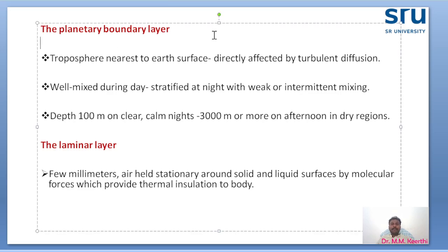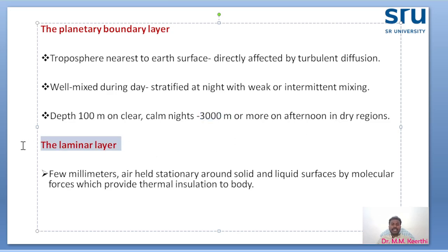Okay, what is the planetary boundary layer? It is the part of the troposphere nearest to the Earth's surface, directly affected by turbulent diffusion. It mixes during daytime and is stratified at night with weak or intermediate mixing. The depth is about 100 meter on clear, calm nights, and around 3000 meter or more in the afternoon in dry regions.